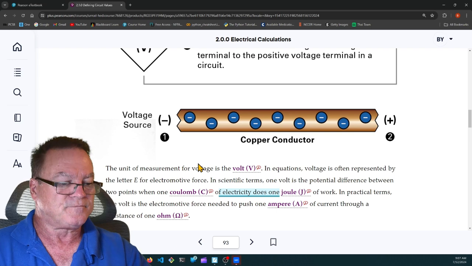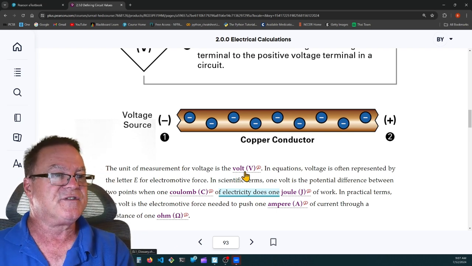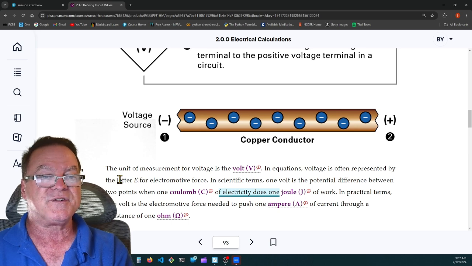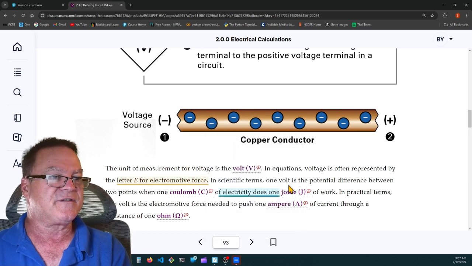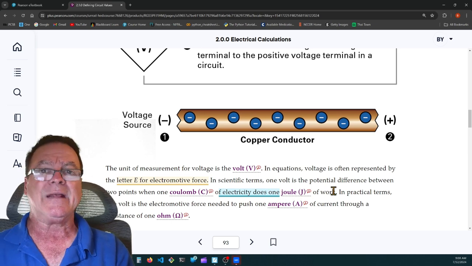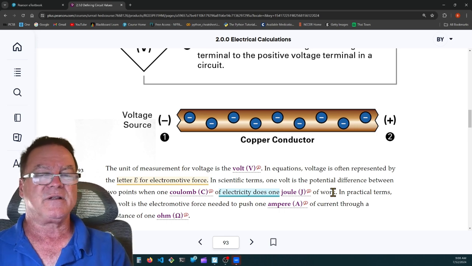Okay. Well, it says the unit of measure for voltage is the volt. In equations, voltage is often represented by the letter E, which stands for electromotive force. I'm going to highlight that. The letter E, which stands for electromotive force. In scientific terms, 1 volt is the potential difference between 2 points when 1 coulomb of electricity does 1 joule of work. That sentence is meaningless to us. We're electricians, not scientists.